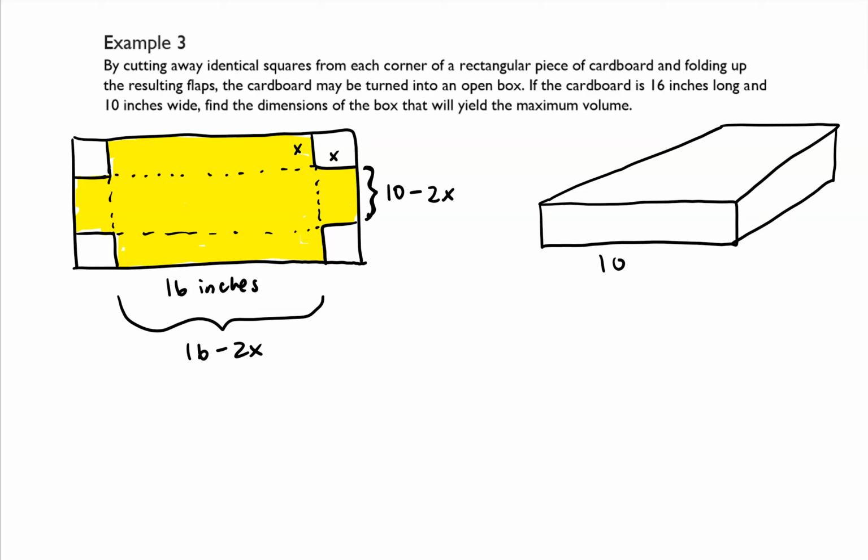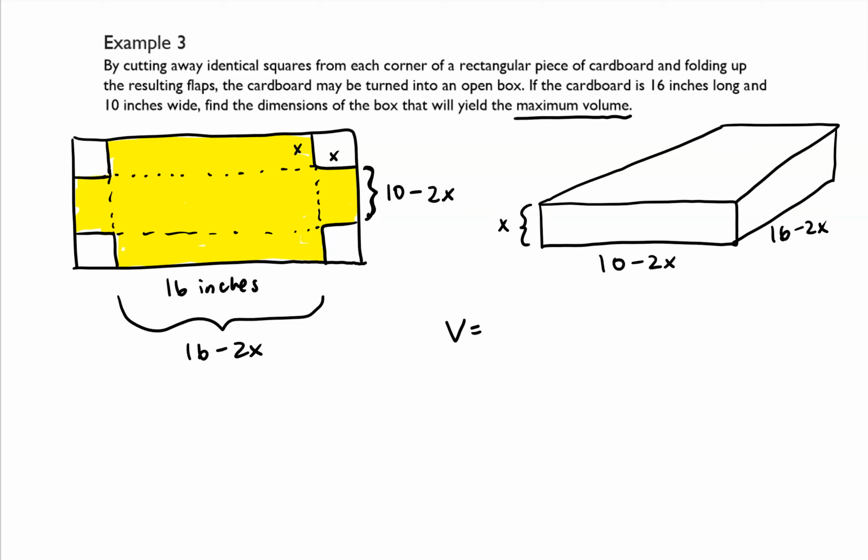So we could say that this length here is 10 minus 2x. The width can be 16 minus 2x. And then the height is going to be x there. Now, hopefully you remember that the volume of a rectangular prism is the length times width times height, and that's the thing that we're trying to maximize. We want to maximize the volume.